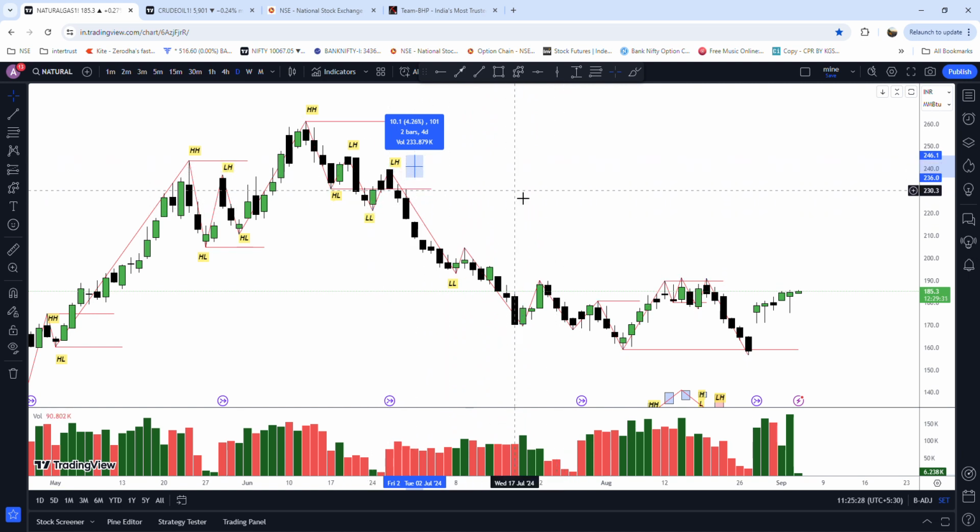So that's what we as retailers need to understand and learn: where exactly do I need to place my trade? Where exactly do I need to get into a trade? You just cannot blindly see the chart and say, oh, it's on a downtrend, let me sell over here. No, that's a recipe for disaster.